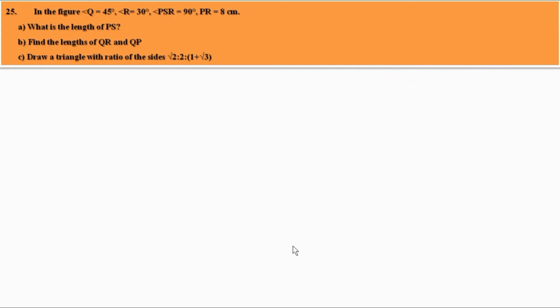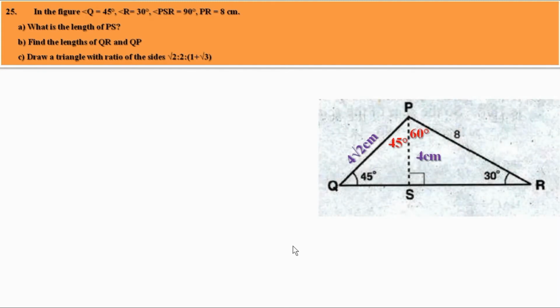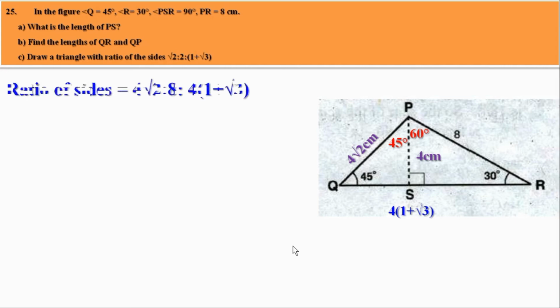Now let us try to find the ratio of the sides of this triangle. PR is 8 centimeters, PQ is 4 root 2 centimeters, and QR is 4 into (1 plus root 3) centimeters. The smallest side is opposite to the smallest angle, and that is PQ. After that, opposite to 45 degrees, that is PR, and the longest side is opposite to the largest angle, that is 4 into (1 plus root 3). So let us first write the ratio of the sides. 4 root 2 is to 8 is to 4 into (1 plus root 3).